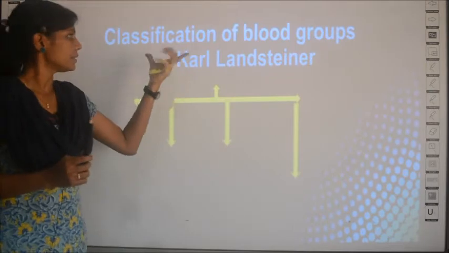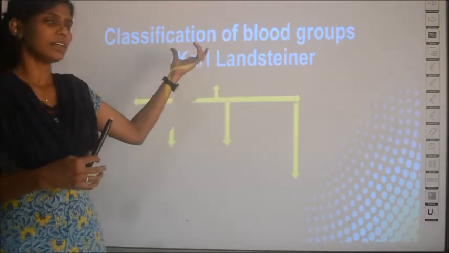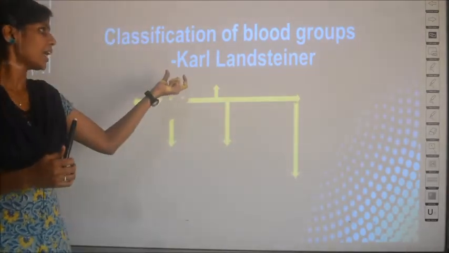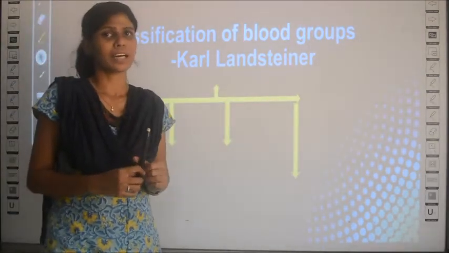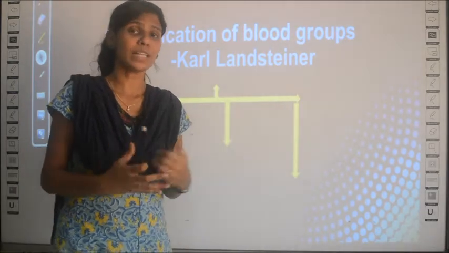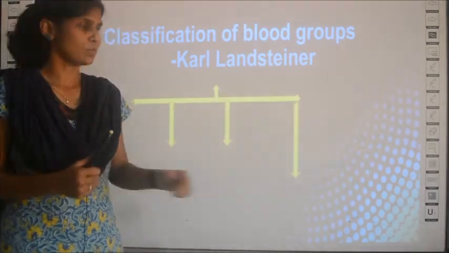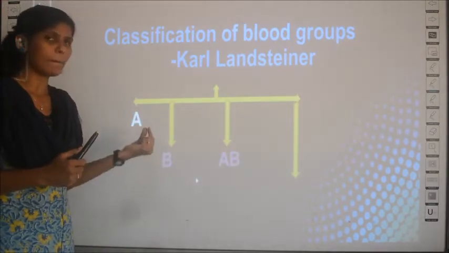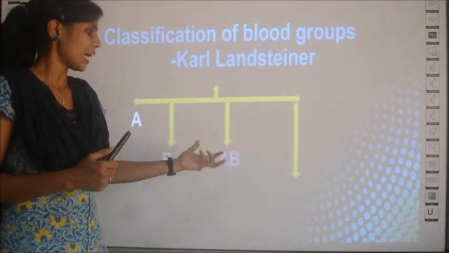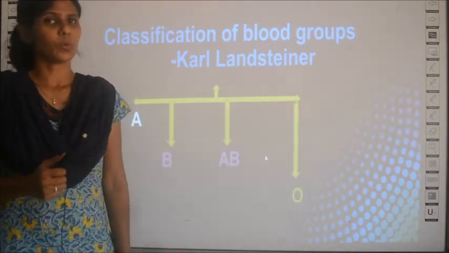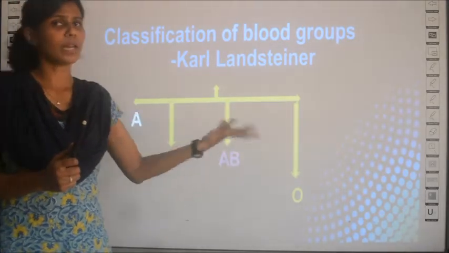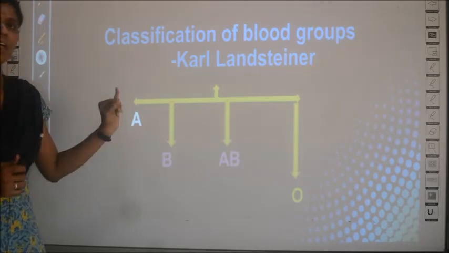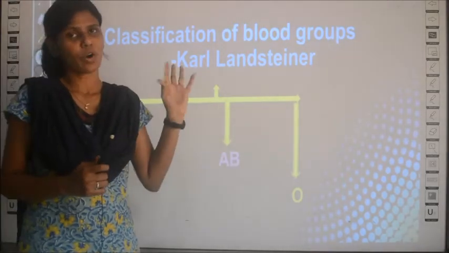Who discovered that there are different types of blood groups? A person called Carl Landsteiner. Carl Landsteiner is the one who found that there are 4 types of blood groups. What are those 4 types? First one is A blood group, second one is B blood group, third is AB, and the 4th one is O. Every one of us will fall under one of these 4 categories only. What are they? A, B, AB or O.